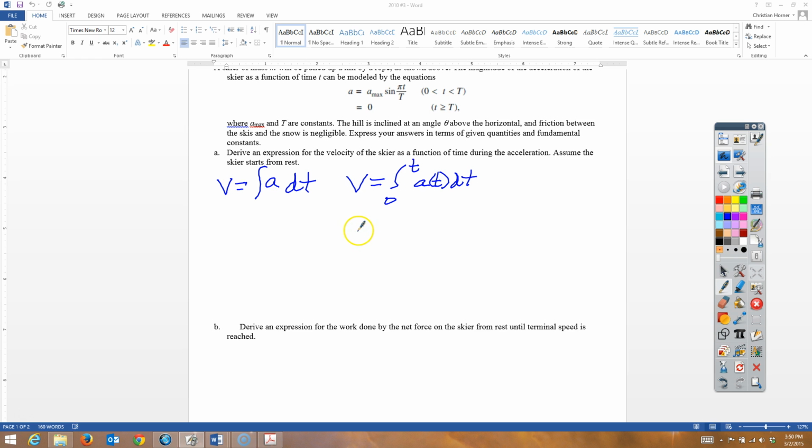Now at this point, we need to go ahead and evaluate the integral. So here we're going to say that v is equal to the integral from 0 to t, and our acceleration a is what we see here, so it's a max times the sine of pi times t all over T, dt. So it's this whole thing.